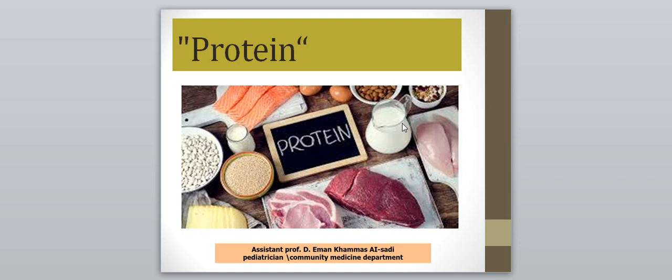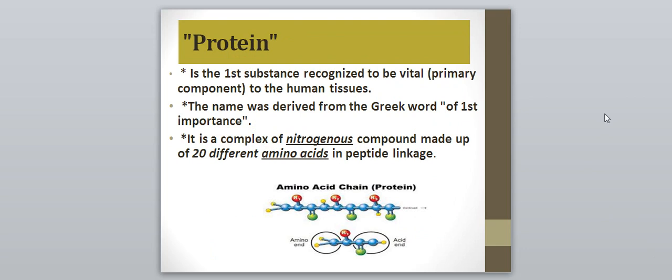We will discuss protein today in the third lecture of our nutritional series in community medicine. First of all, what is protein? As you know, protein is one of the important components in our bodies, and it is a vital component of human tissue. That's why its name is derived from the Greek word which means "of the first importance." It is a complex nitrogenous compound made up of 20 different amino acids, with a peptide linkage between these amino acid sequences.